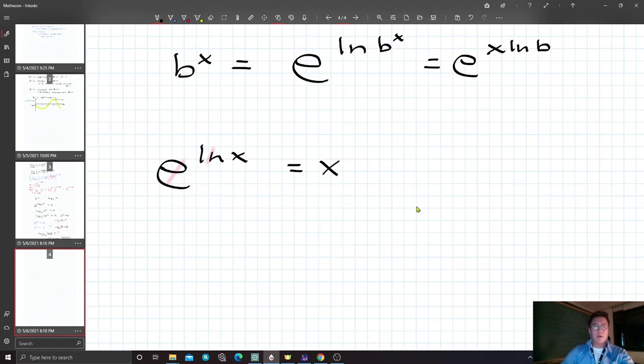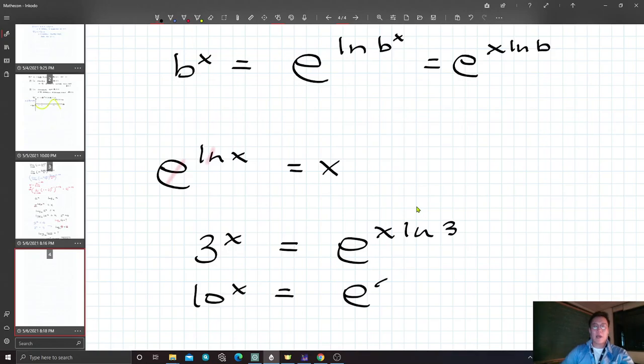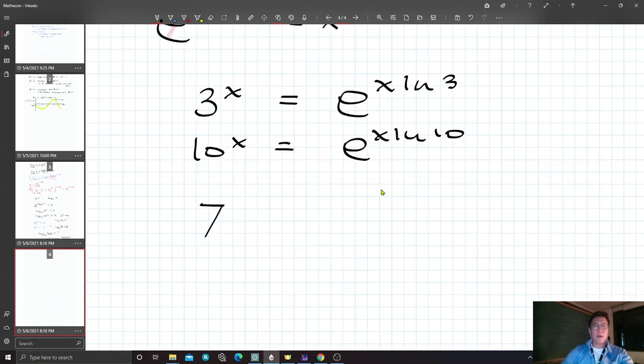So 3 to the power x is equal to e to the power x ln 3, 10 to the power x is e to the power x ln 10, say 7 to the power negative x is equal to e to the power negative x ln 7. That is easy. So we can change every exponential function with an arbitrary base b to a natural exponential function using this formula.